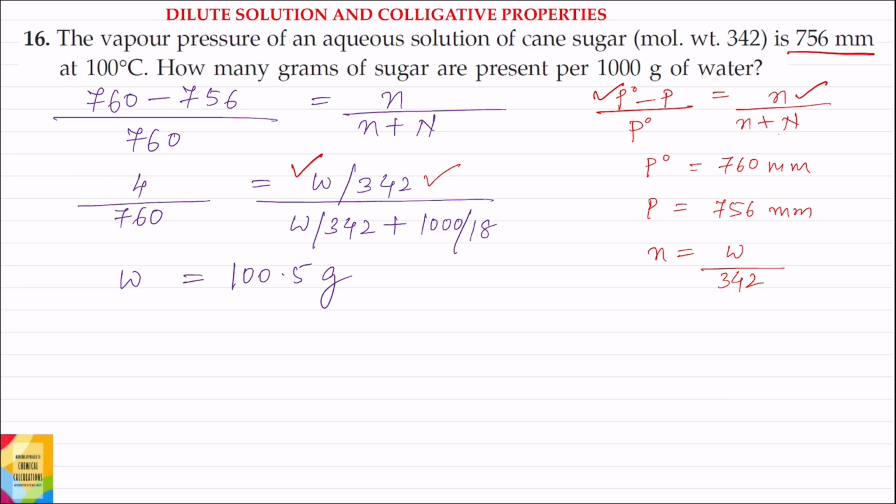Now capital N denotes the moles of solvent. Now moles of solvent is equal to, it is given in the question that the weight of water is 1000 gram. So moles of water which is acting as the solvent is weight, that is 1000 gram divided by molecular weight of water, that is 18 gram per mole. Now solving, weight of the solute, that is cane sugar, is 100.5 gram.